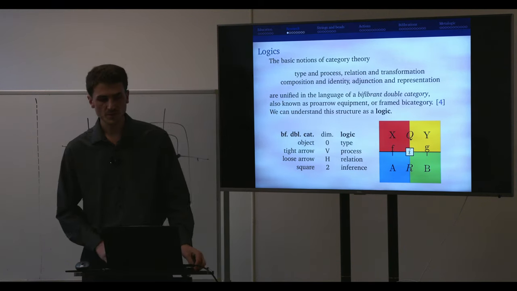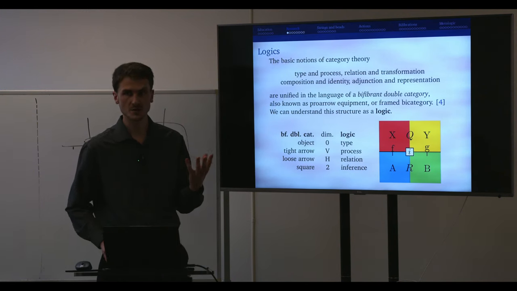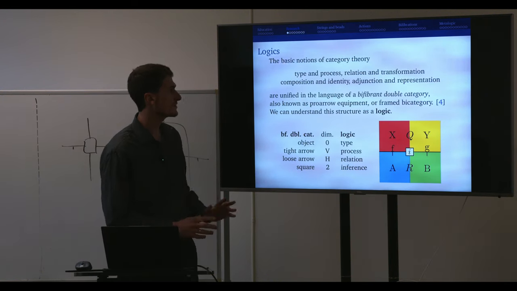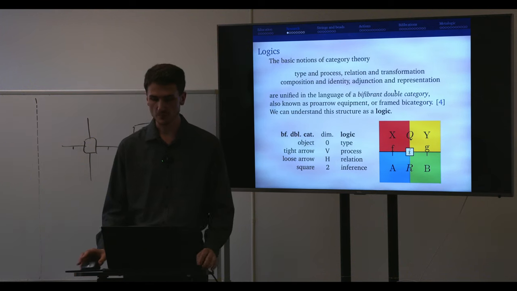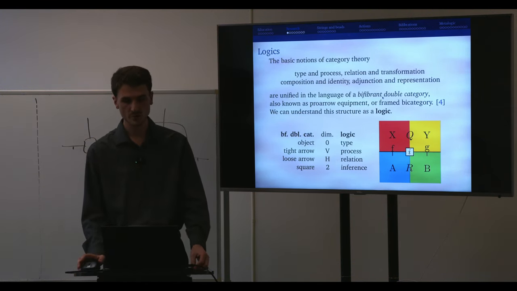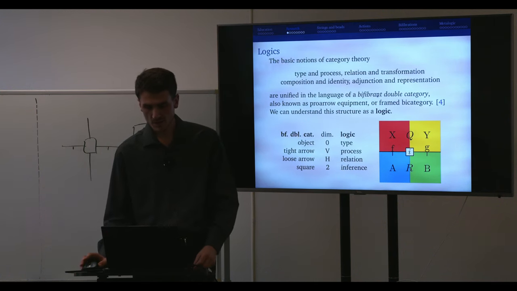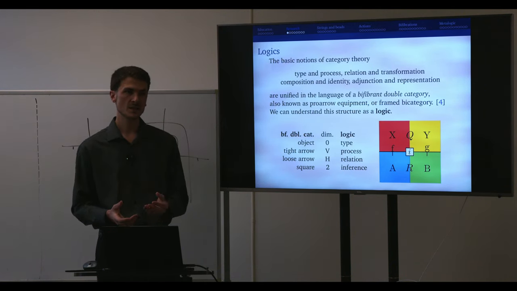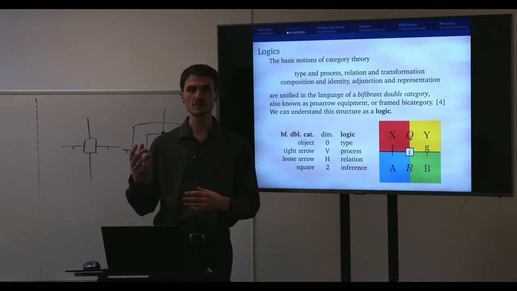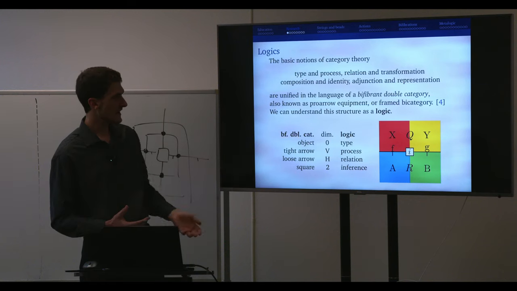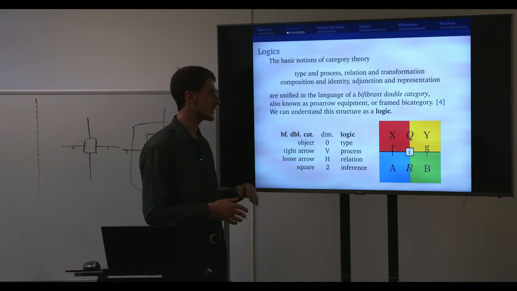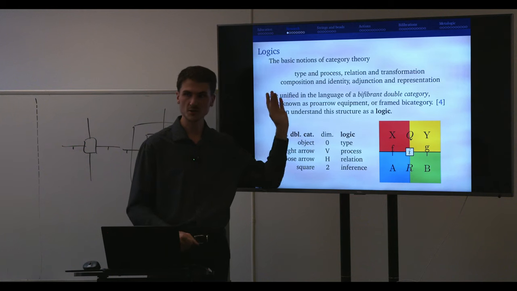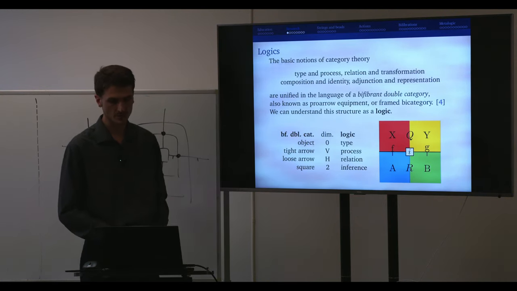Okay, so the research program has to do with these two-dimensional structures. The basic notions of category theory are unified or systematized in the language of a bifibrant double category, also known as a pro-arrow equipment or framed bicategory. So we construct and explore all kinds of objects in category theory that might be higher dimensional or more general, but if you pay close attention, I'm claiming that virtually always we are using this language because it is the simple structure which unifies the basic concepts of category theory.